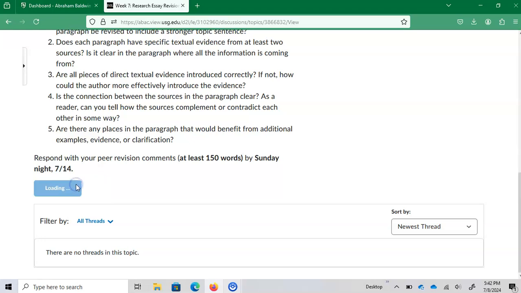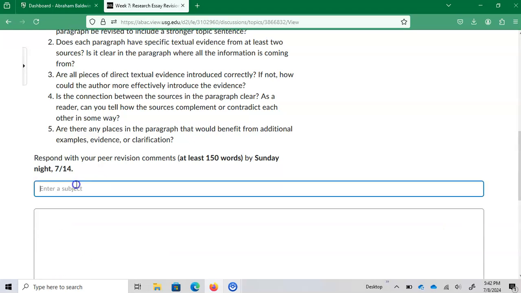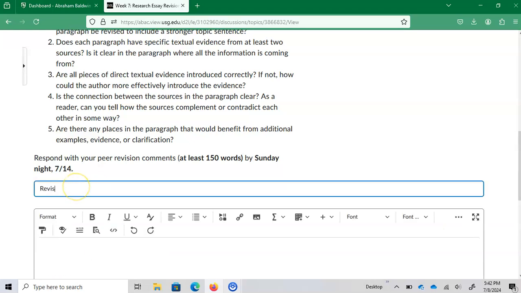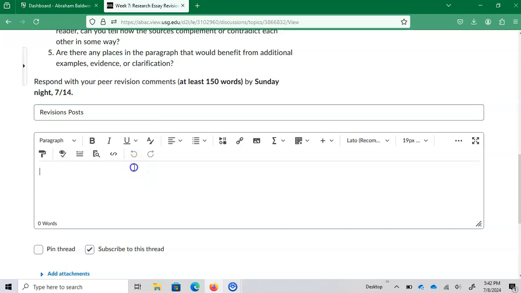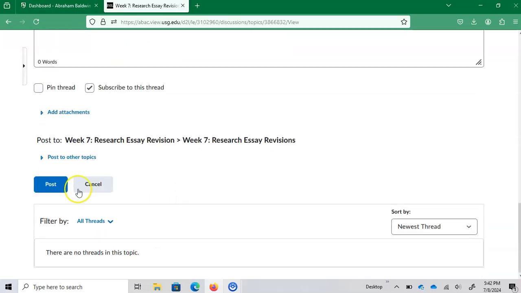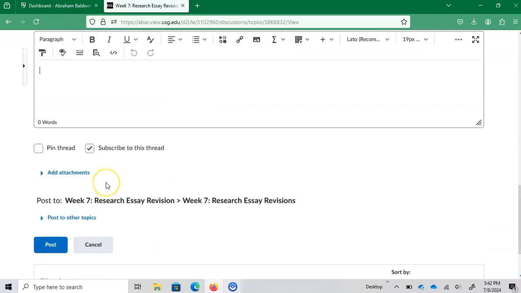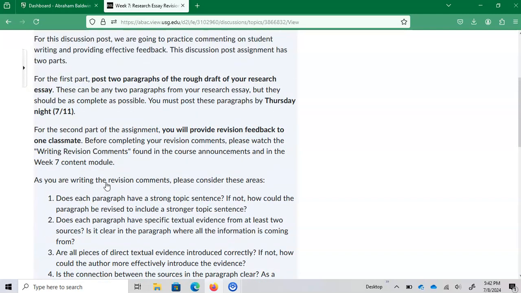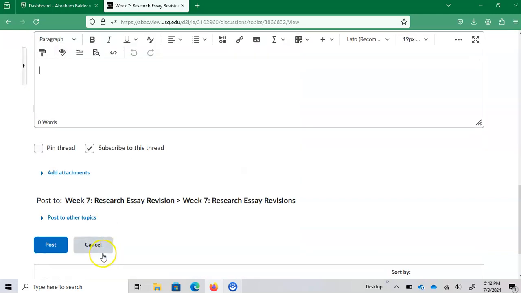You're going to hit start a new thread. You can just call it like revision posts. And you are going to take 2 of those paragraphs and you are going to paste it directly into the box. I don't have 2 paragraphs, but I just hit Control V and I'd hit post. That's all you do for the first part. You got to do that by Thursday.